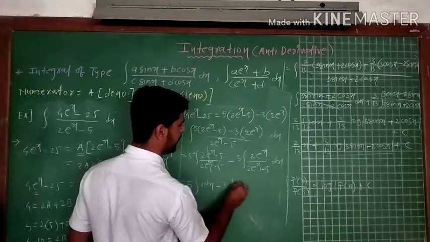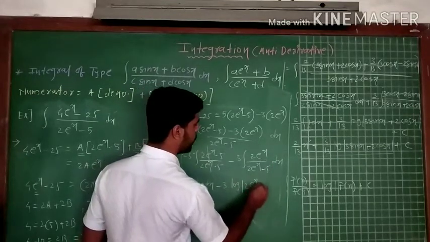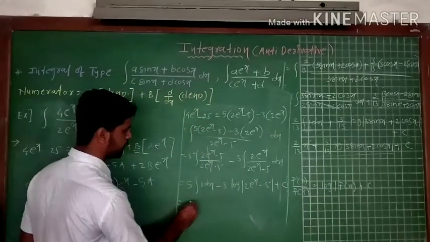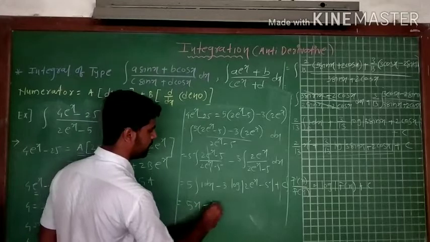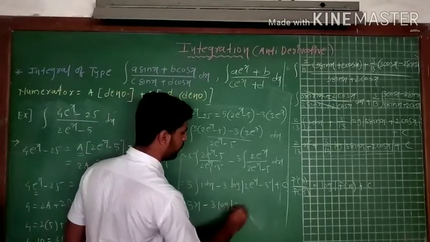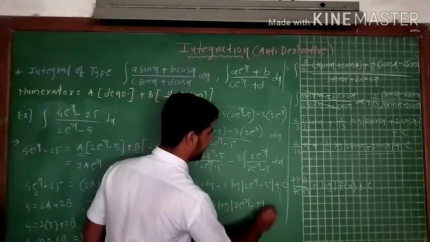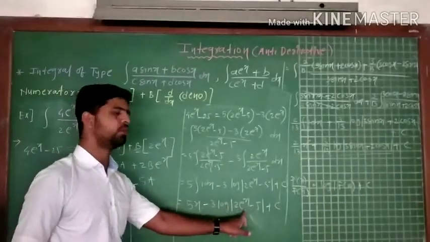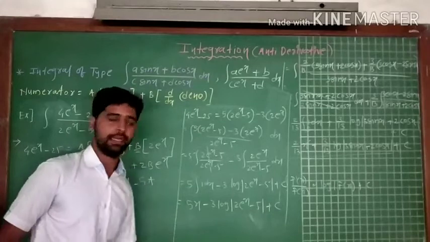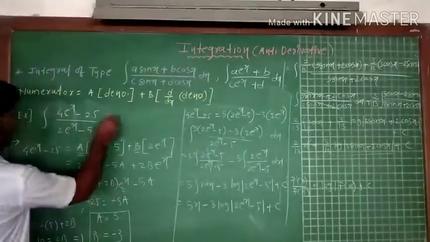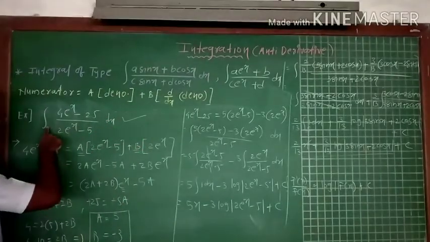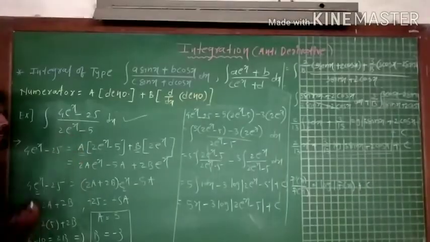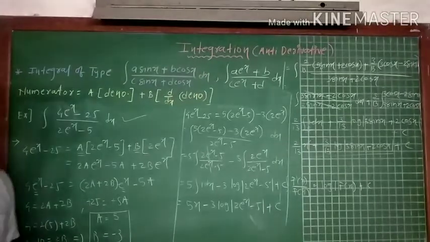So we can directly write the integration as log(2e^x − 5) plus c. And the integration of the other term we know is x. So this is how we got the answer. The answer is 5x − 3 log(2e^x − 5) + c. This is the integration of the function (4e^x − 25) by (2e^x − 5). Okay? Thank you.